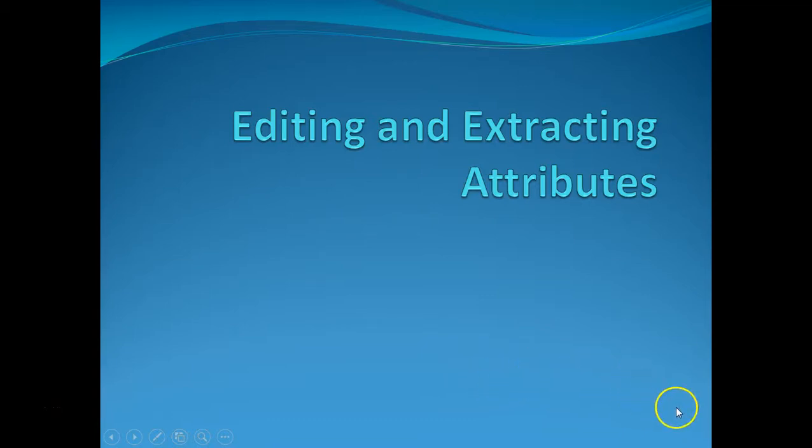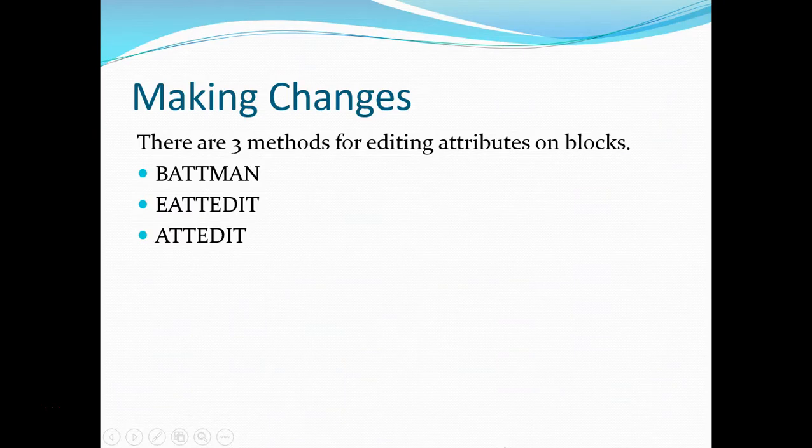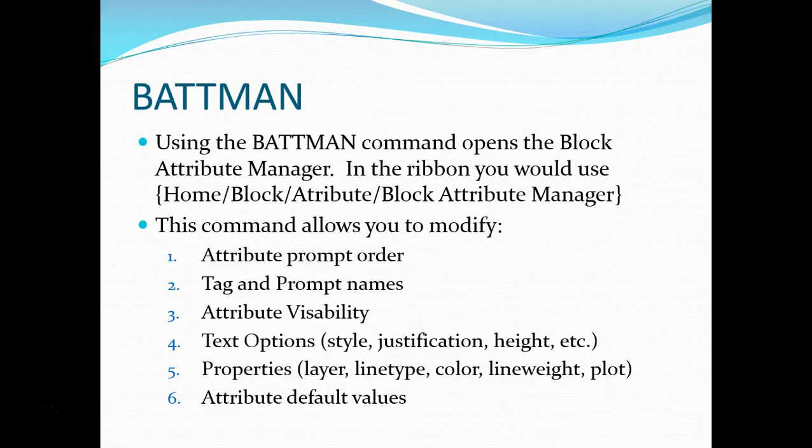This is Shalimar Steinberg, and today we're talking about how to extract attributes that you've given to blocks into tables that you can use. There are three methods for editing attributes on blocks: BATTMAN, EATTEDIT, and ATTEDIT. BATTMAN is the Block Attribute Manager. In the ribbon you can use Home, Block Attribute Manager to get to it.